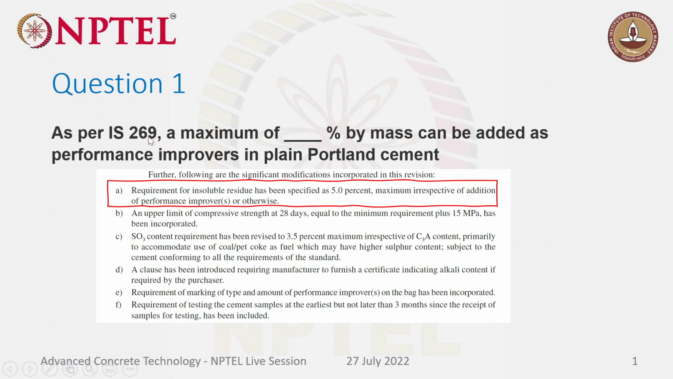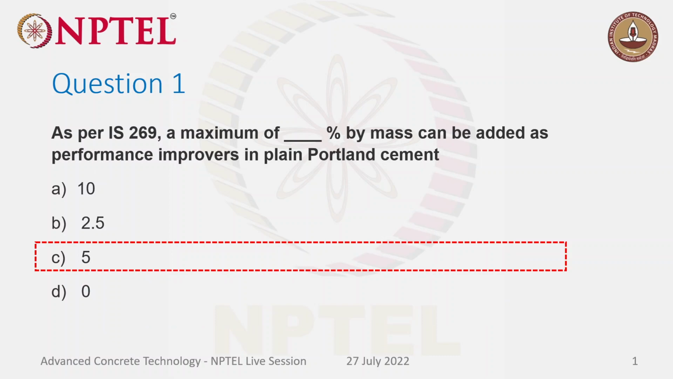In the IS 269 code, they have given a few modifications they have made. In that, they have mentioned the requirement of insoluble residue has been specified as a 5% maximum, irrespective of addition of performance improvers or otherwise. So the maximum performance improver can be limited only to 5%, which should not be exceeded further. So the answer is option C. I hope you got the answer. Now let's move to question 2.